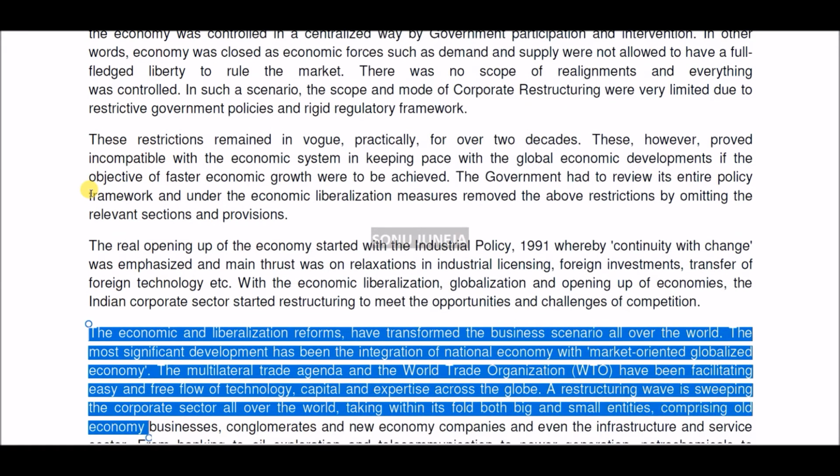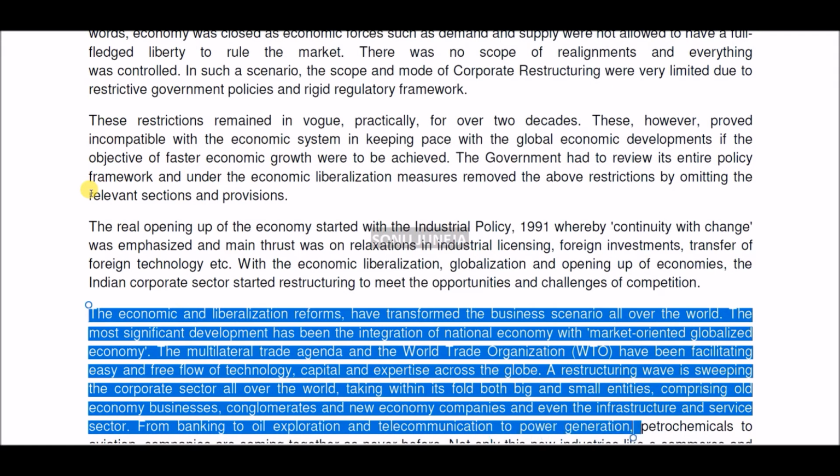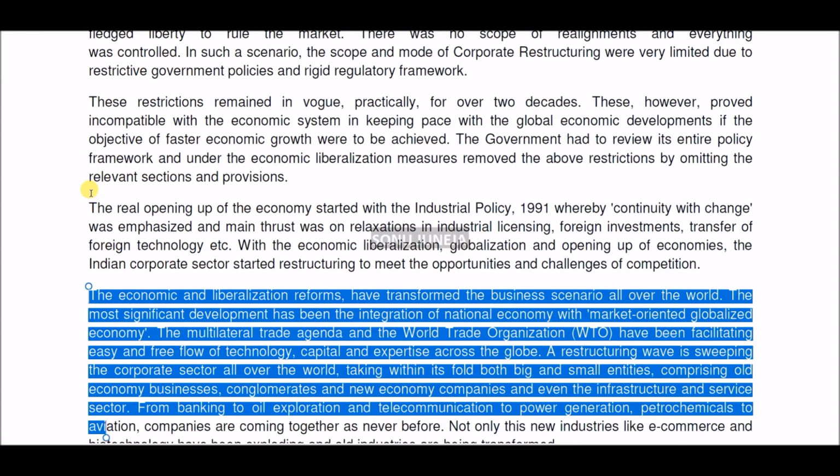The old economy business conglomerates and the new economy are converging, even in the infrastructure and service sectors. From banking to oil, telecommunication to power generation, petrochemicals to aviation, companies are coming together as never before, never ever before.